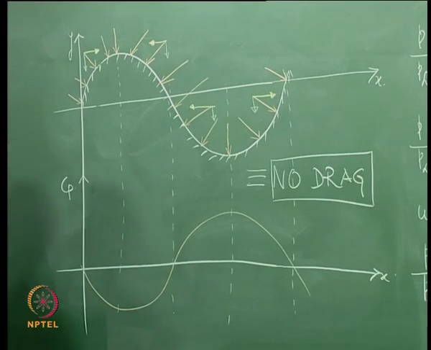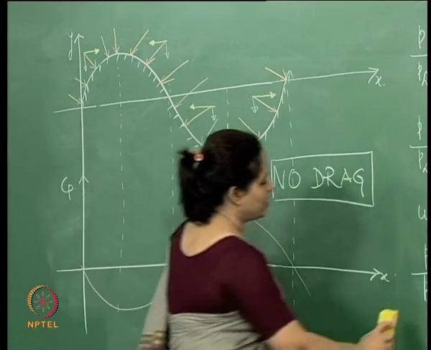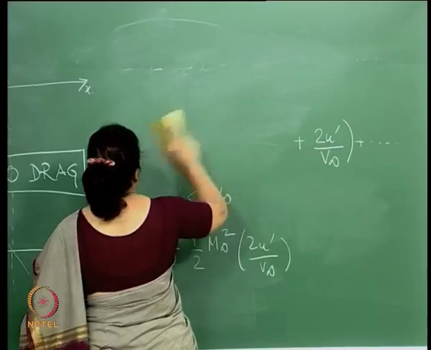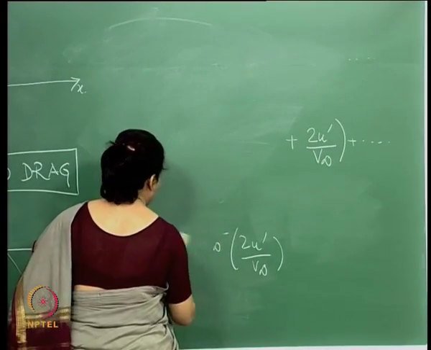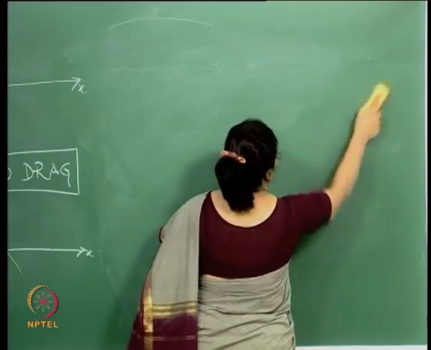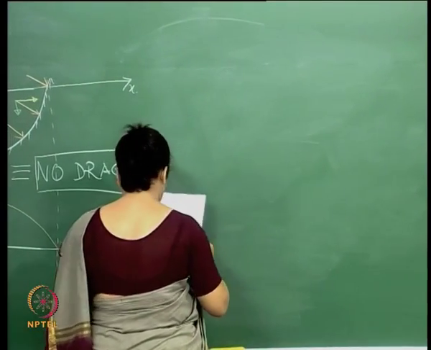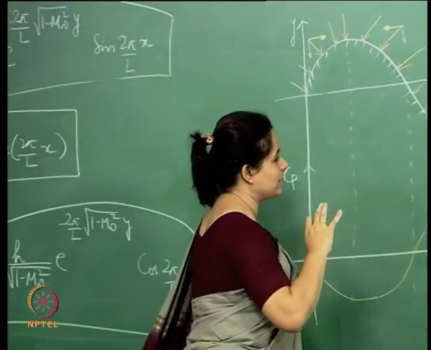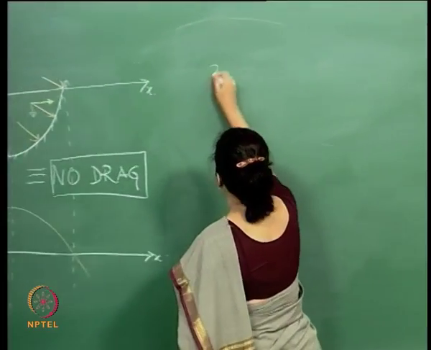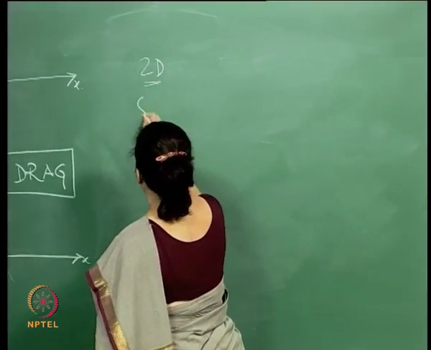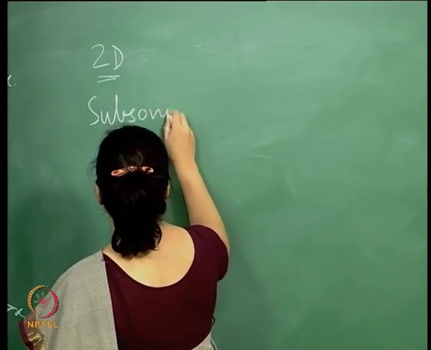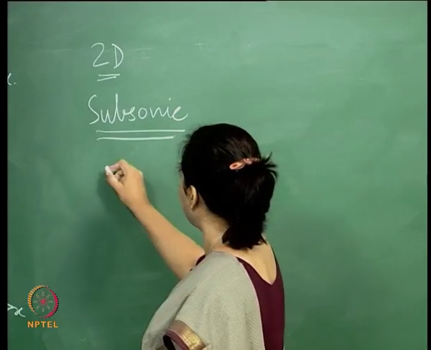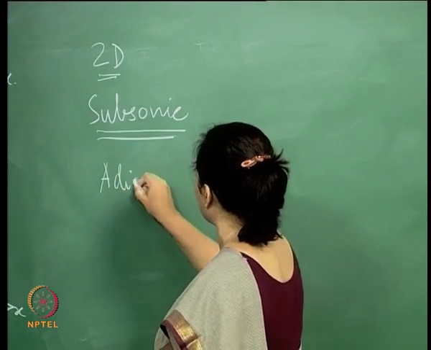Okay. So, in the end, what we have done here is we have used a linearized theory. So now let us see what this means to us. What we have studied here is 2D. Okay. We have said subsonic, then adiabatic, of course.